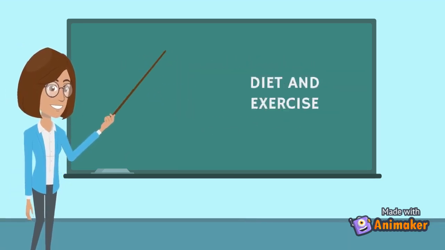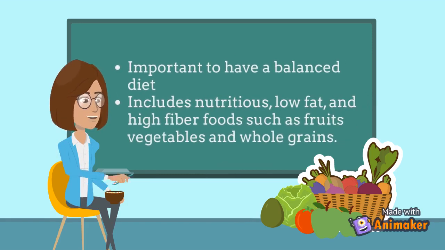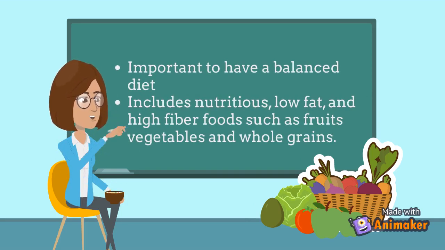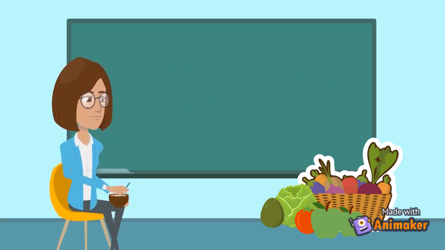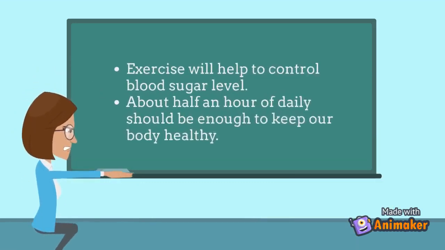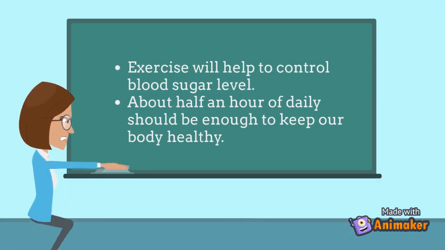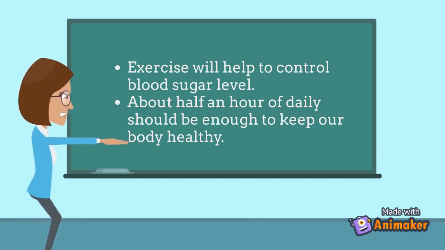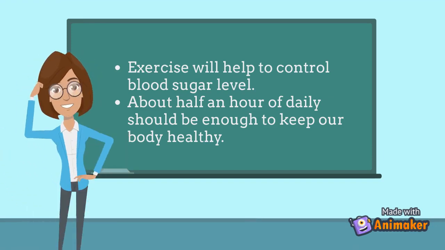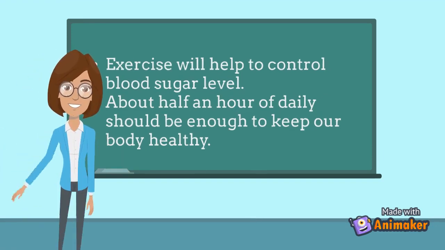Diet and exercise. It is important for patients to have a balanced diet. A balanced diet includes nutritious, low-fat, and high-fiber foods such as fruits, vegetables, and whole grains. Exercise will help control blood sugar level. About half an hour of exercise daily is enough to keep our body healthy.